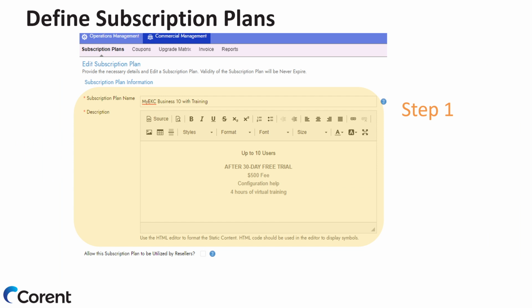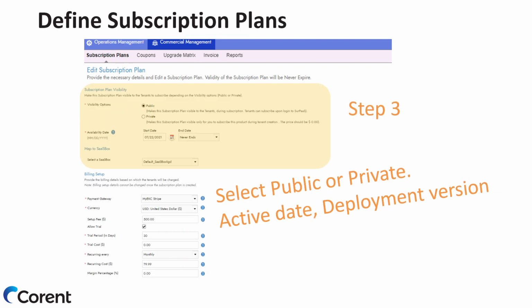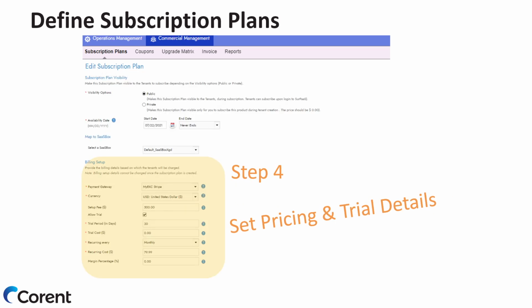One of the key steps is defining the subscription plans. SaaSOps has an interface to do this where you define the subscription plan name and its description. You select if it's to be published on AWS Marketplace or your own website. You define whether it's public or private, set an active date and a deployment version that's going to be used for this subscription. And then set the pricing and trial details. If you're going to have a trial, you can also set prices for ongoing prices, and there's an option for pricing for metered data.